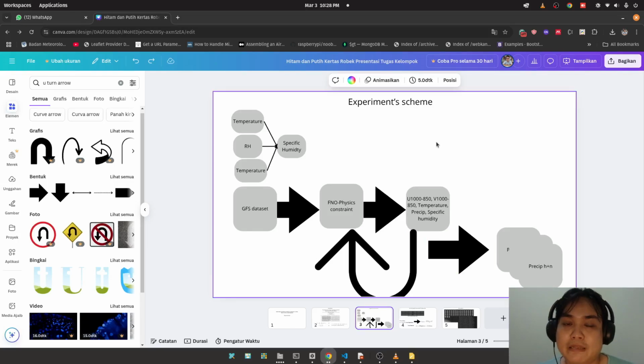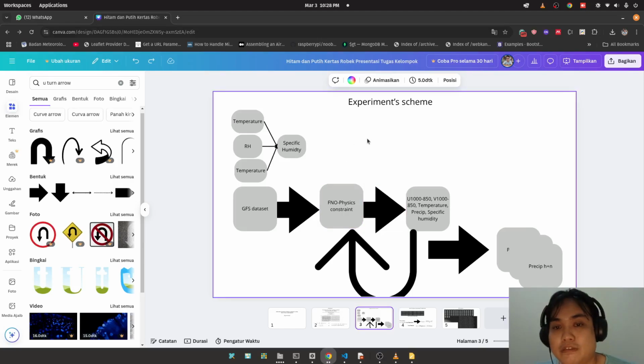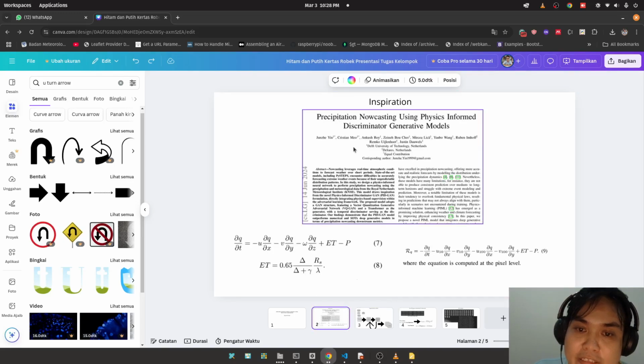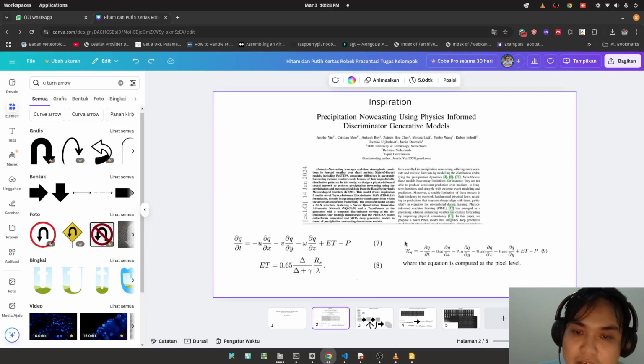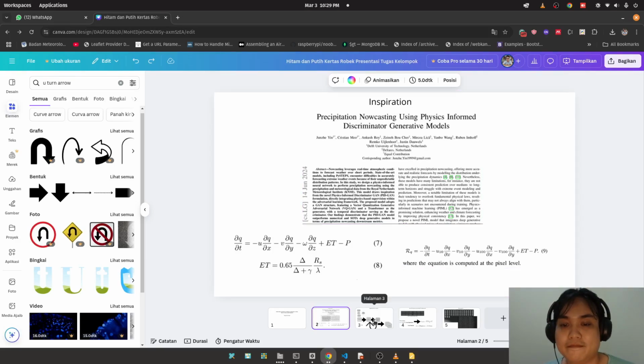But in my experiment here, I will not use a GAN. Instead, I will use a Fourier neural operator, but the physics constraint is the same as in this paper. And in the original paper, they are using radar, land observation data, and ERA5 data, the data from the ECMWF.